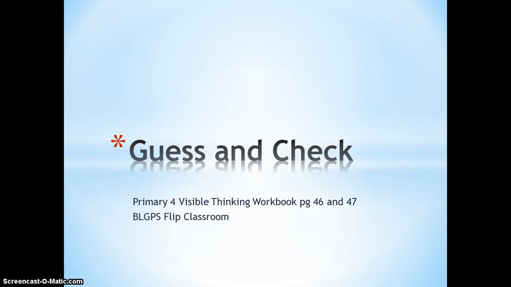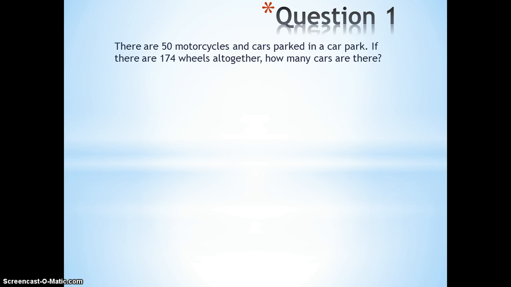Alright, today I'm gonna teach you how you can solve problem sums using guess and check. Question 1. There are 50 motorcycles and cars parked in a car park. If there are 174 wheels altogether, how many cars are there?